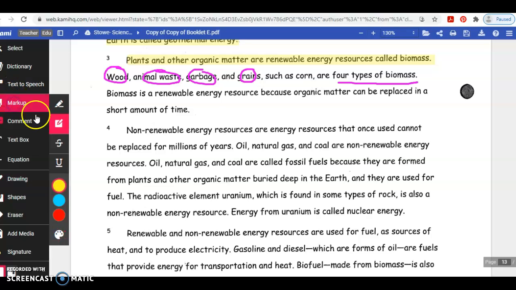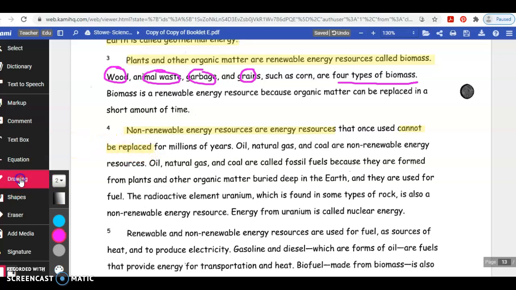So taking your highlighter, I want you to highlight non-renewable energy resources are energy resources that cannot be replaced. Please highlight that. There are several different types of non-renewable energy sources, so I want you to underline non-renewable energy resources, and I want you to circle oil, natural gas, and coal in the second sentence of paragraph 4.